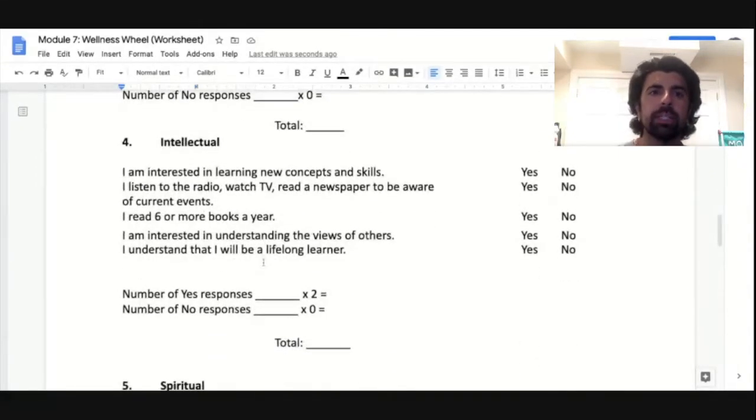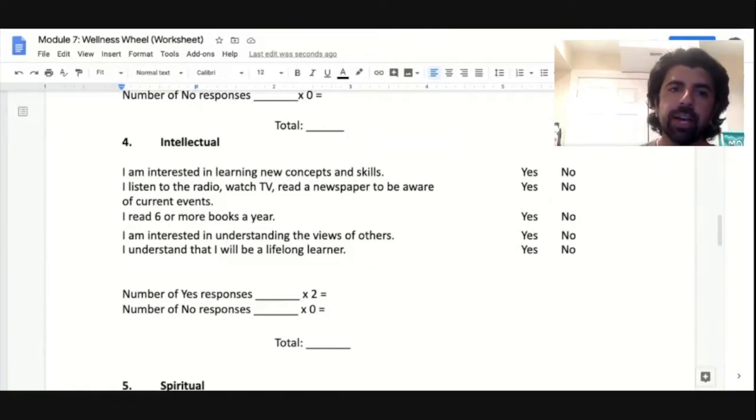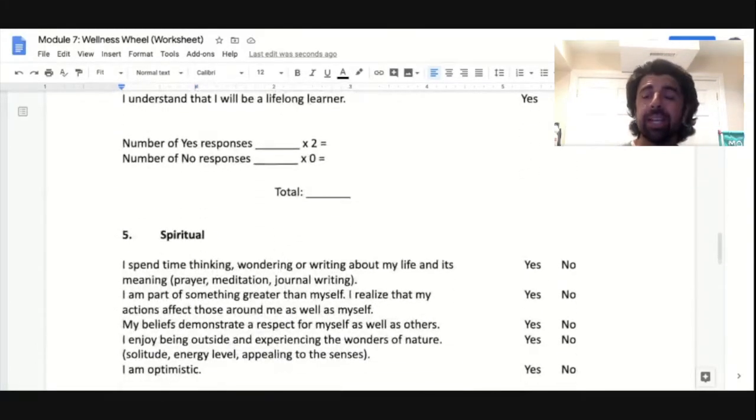Intellectual wellness. I am interested in learning new concepts and skills. I listen to the radio, watch TV, read a newspaper to be aware of current events. I read 6 or more books a year. I am interested in understanding the views of others. I understand that I will be a lifelong learner. And again, same thing. Those are the questions for the intellectual wellness.